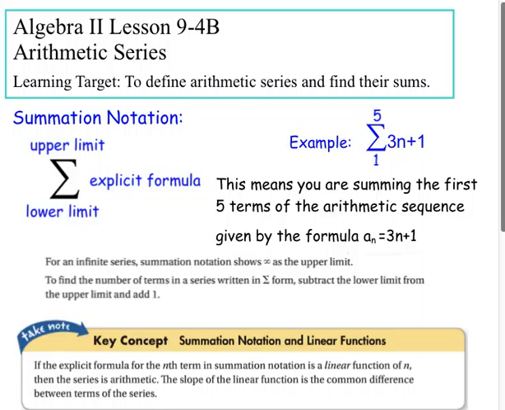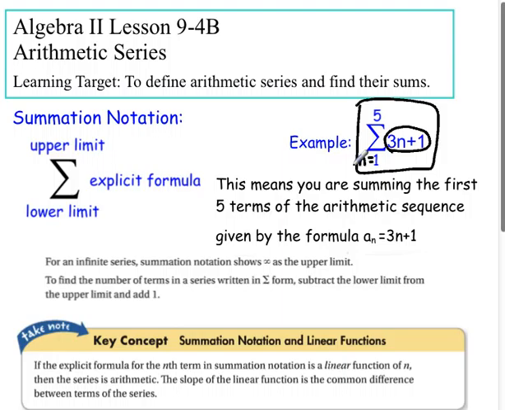So summation notation looks like this. What it's doing is giving you the explicit formula right here. It gives you the explicit formula and it's telling you to evaluate it from when n is 1 all the way up to when n is 5. So basically it's a shorthand way of generating a series, because when n is 1, what is that?